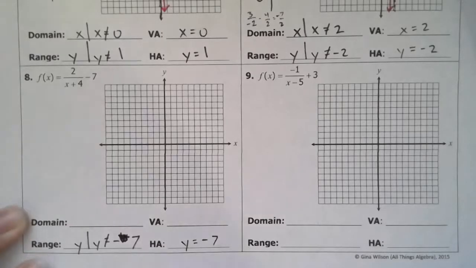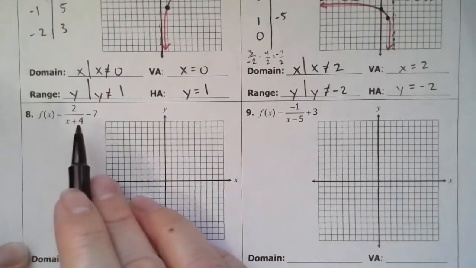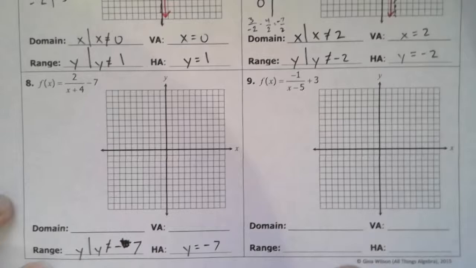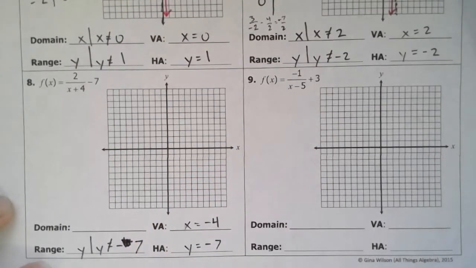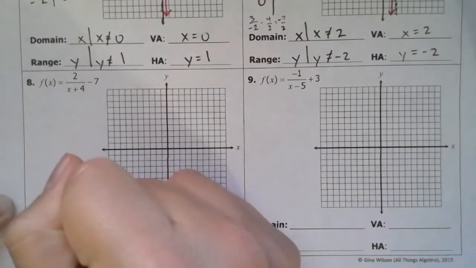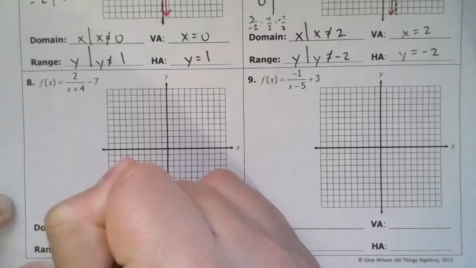My domain, I have a shift towards the left. It's going to be negative 4. So my vertical asymptote is at negative 4. My domain is all x such that x is not negative 4.